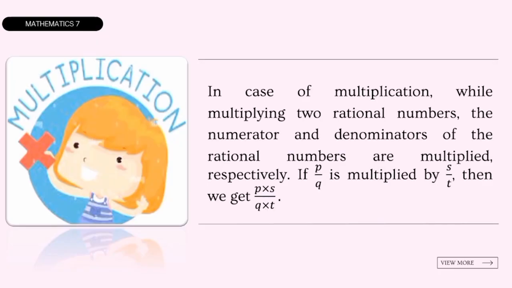Next, we have multiplication. In case of multiplication, while multiplying two rational numbers, the numerator and the denominators of the rational numbers are multiplied respectively. If P over Q is multiplied by S over T, then we get P times S over Q times T.